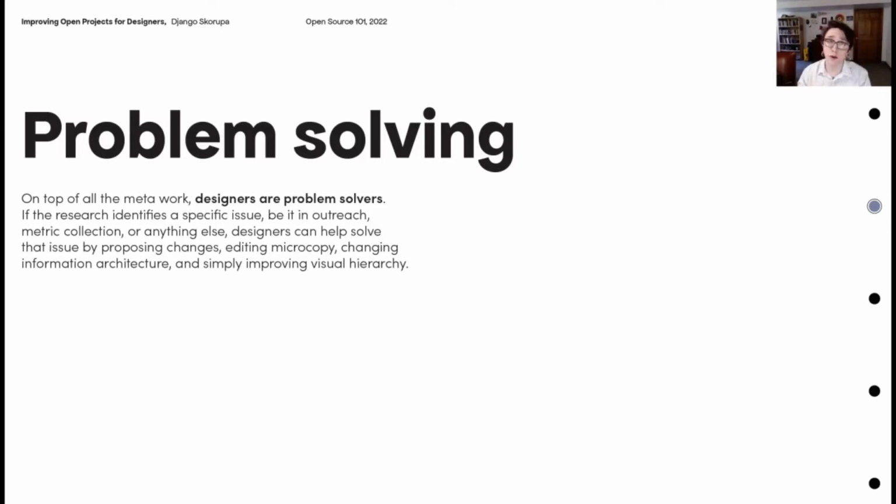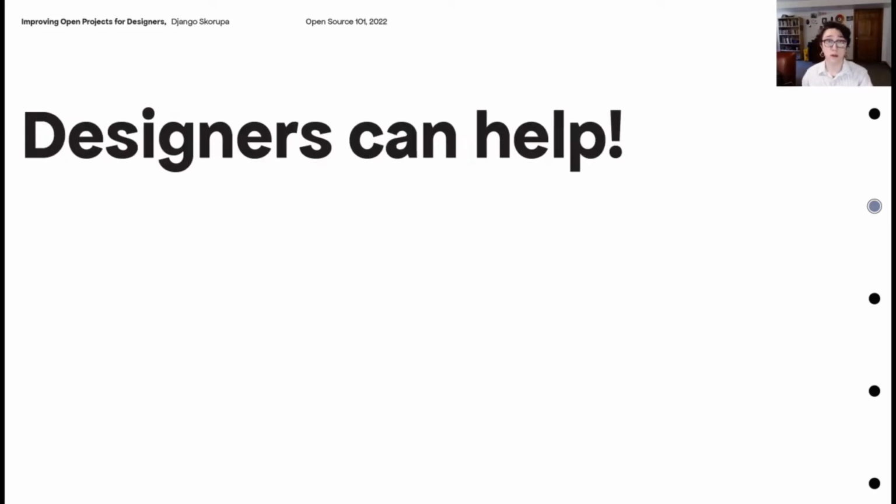On top of all of our meta work, all of our design systems work, designers are problem solvers. If we identify a specific issue, whether it be outreach, metric collection, or anything else really, we can solve that issue. We can propose specific changes. We can edit microcopy. We can change information architecture and improve visual hierarchy. All of these things solve specific problems that arise when we analyze our design systems. The same thing can be done for open source projects. In short, we can help.